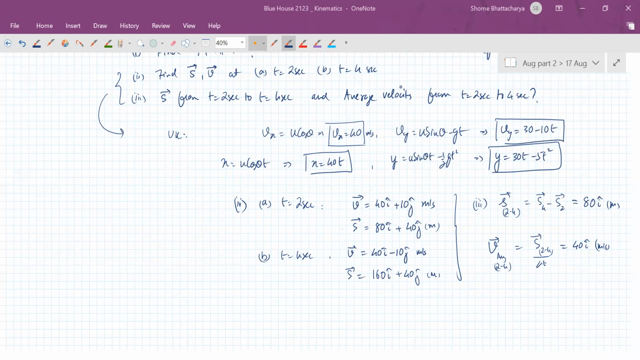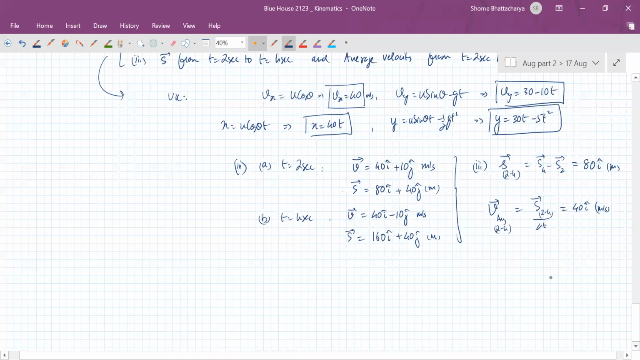It's minus 10 t. So at t equal to 2, it will become 30 minus 20, that's 10. And at t equal to 4, it will become 30 minus 40, that's minus 10. So I think my calculation is correct, beta. Is it all right now?